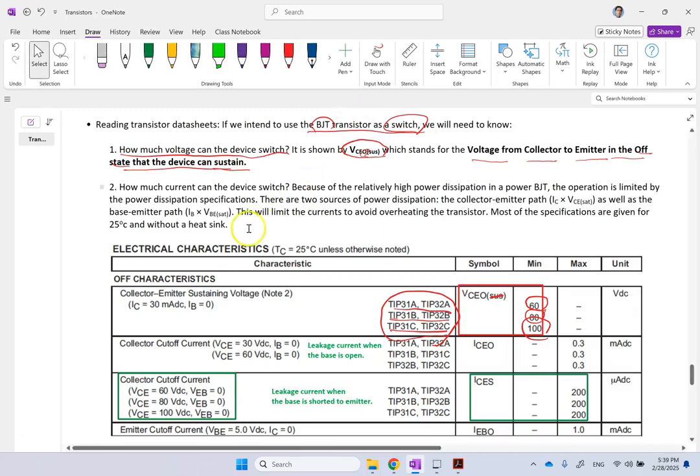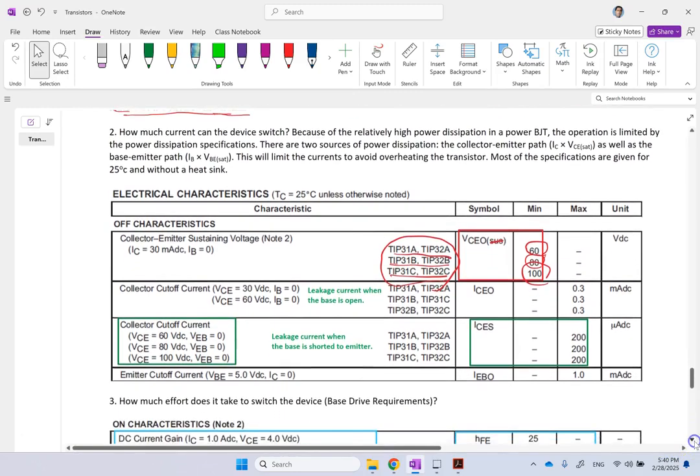You should look into another transistor with a bigger VCEO sustain. Okay, so that is one of the important parameters: when the circuit is off, how much voltage it can sustain and keep off. That's the first thing that you need to look at when you're looking at a BJT switch. The next question you should answer is, how much current can the device switch?